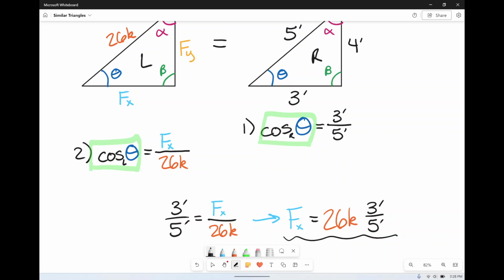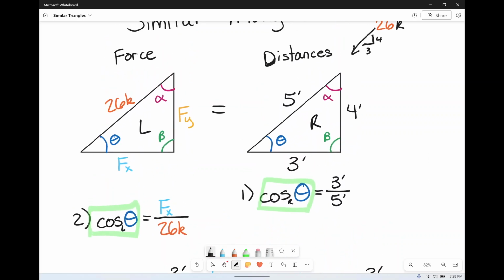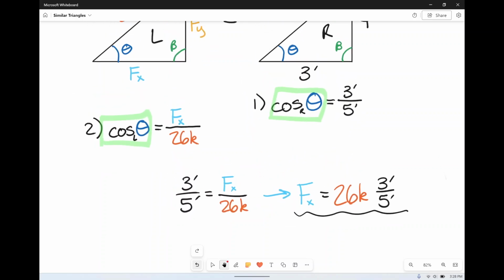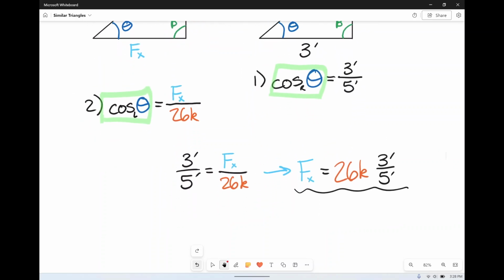What your professors usually do is they look at these two triangles and they say, oh, I know what Fx is. Fx here is going to be 3/5 of 26. And you go, how the hell did you know that off the top of your head? It's because they've done these similar triangles for so long that they knew that that was the final solution. Again, it's with sines and cosines, but we're skipping this step.